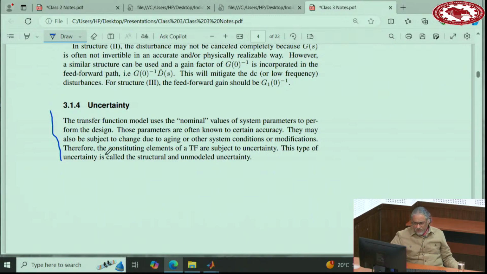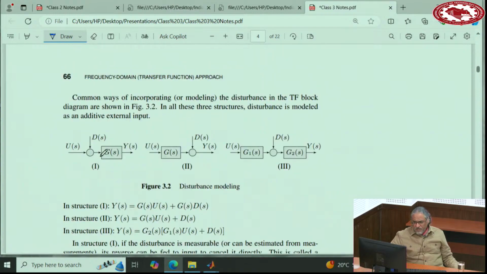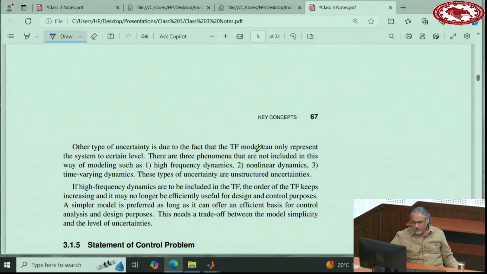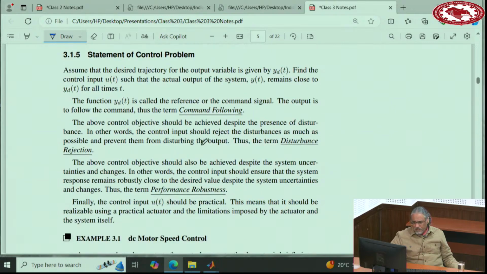As far as disturbance, there are three ways of modeling a disturbance. Disturbance either comes to the input of the system or to the output of the system or somewhere between the input and the output. I will tell this one and close this class.